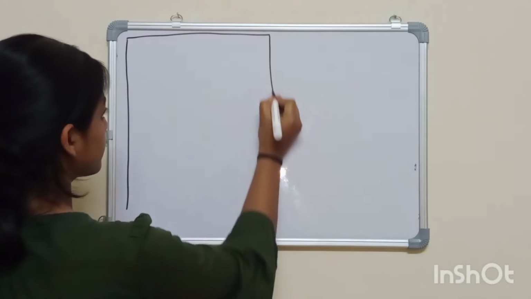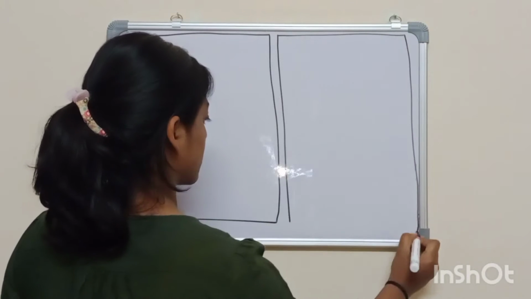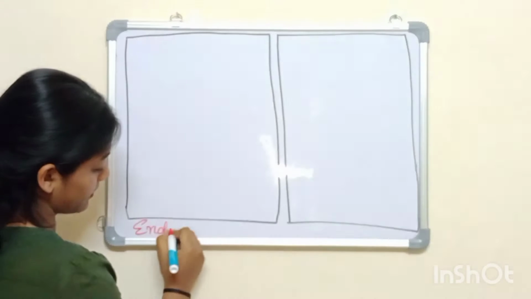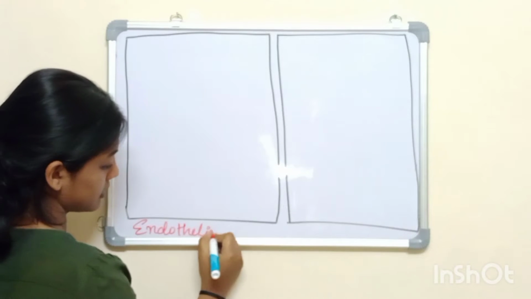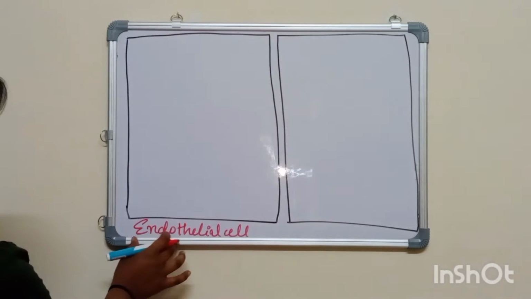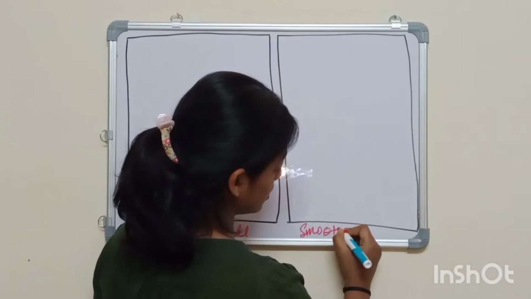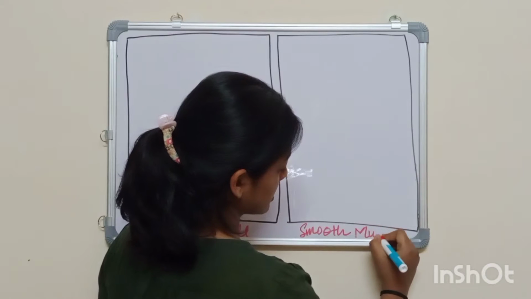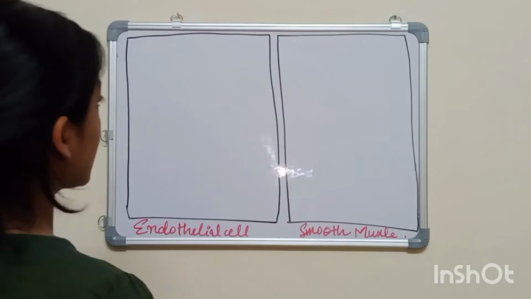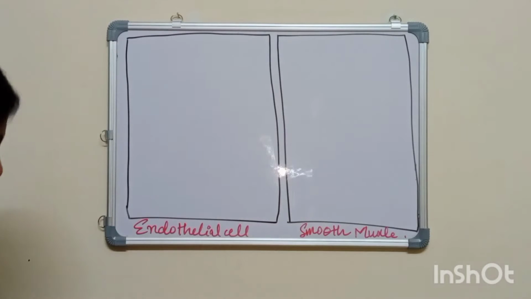Suppose this one is the endothelial cell, that is the tunica interna layer. And this is the smooth muscle layer, that is tunica media. So GPCR NO signaling occurs in between these 2 layers of the blood vessel.